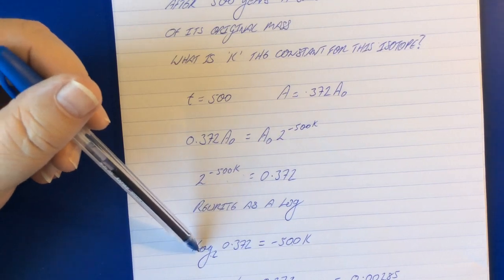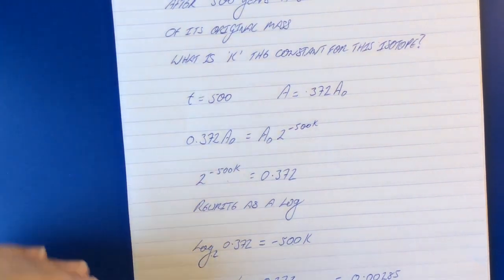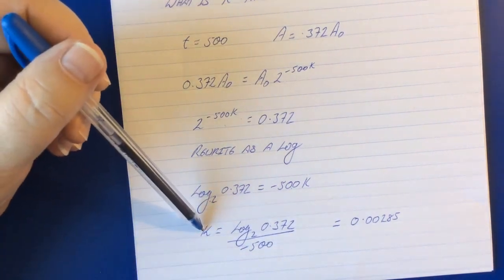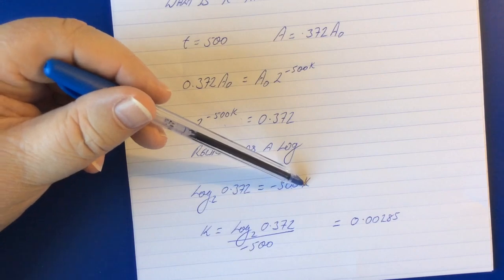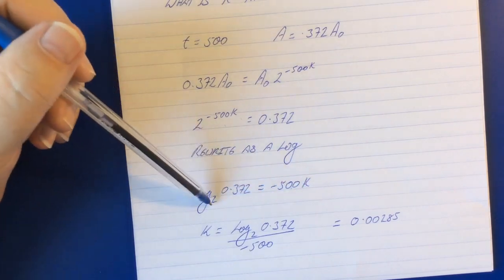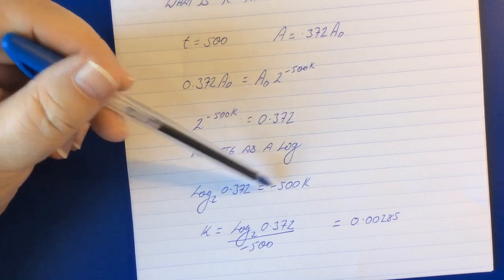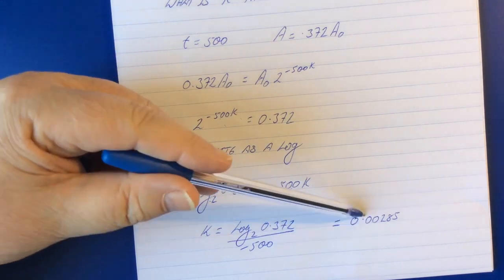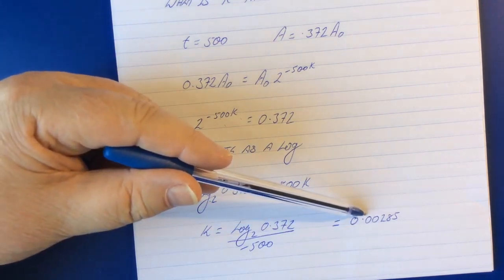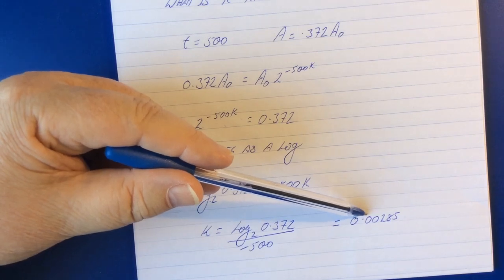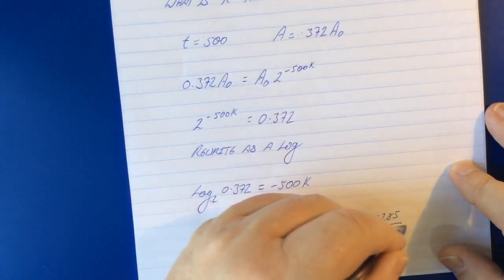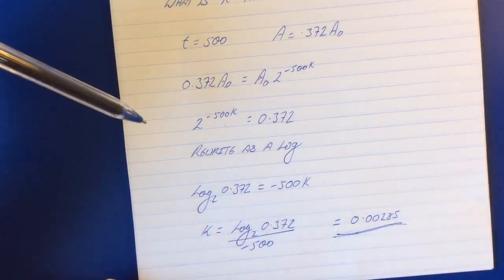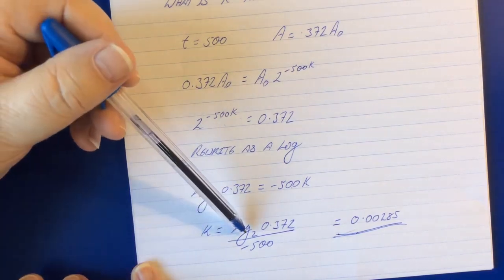Now that means, however, that I can rearrange this, and that is what I've done here. So I can get K on its own. K is equal to log 2 of 0.372 divided by negative 500. The answer is 0.00285. So we have found K here. Okay. Now, normally that would end this, but I was intrigued.